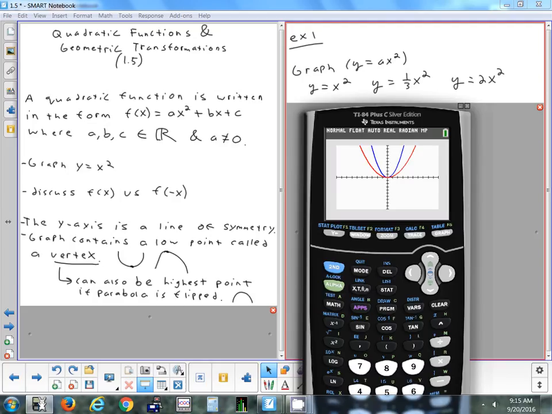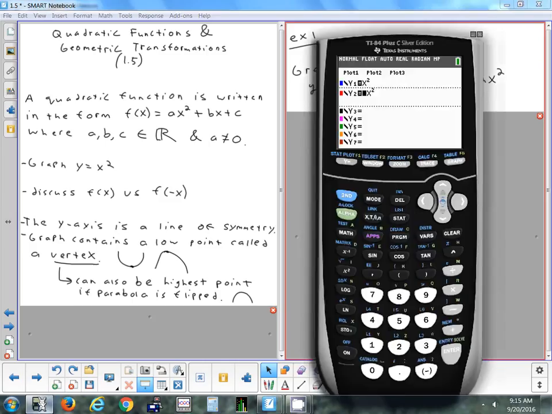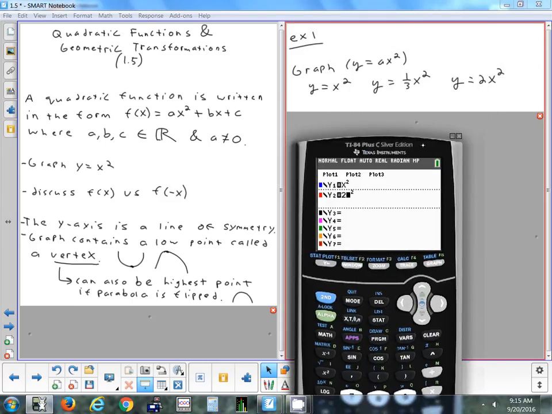All right, what do you think is going to happen if instead of a 1/3, I put 2? What do you think is going to happen this time? Yeah, it's going to look thinner, or you can think of taking that blue one and pulling it up, kind of stretching it out vertically, and it would get skinnier.